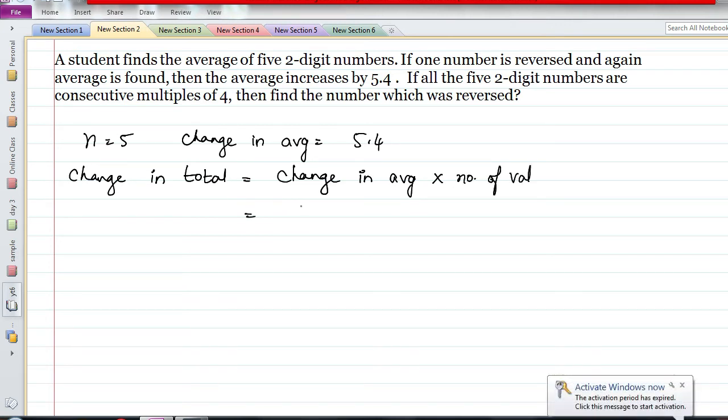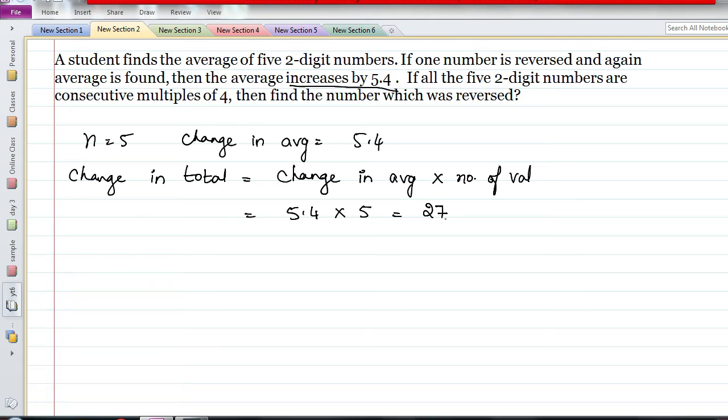So change in average is 5.4 into number of values is 5. This gives you 27. So change in total is 27. So here the new total is 27 more than the old total.